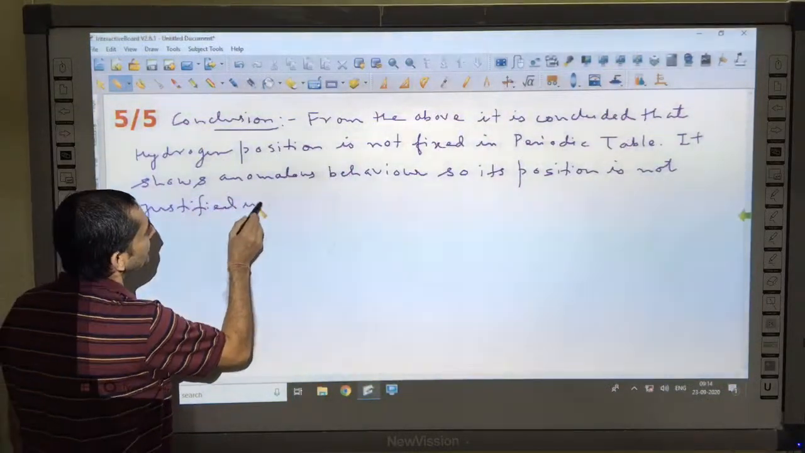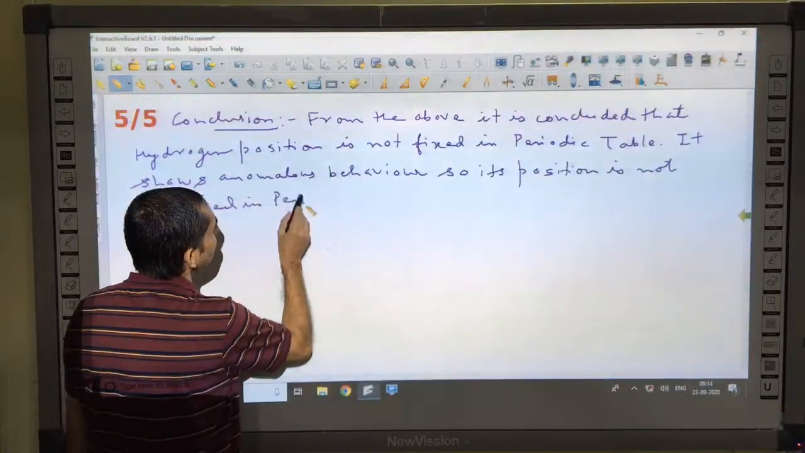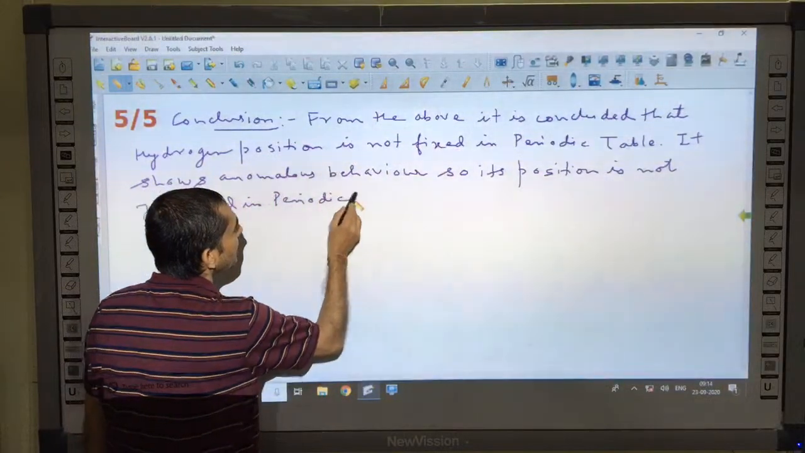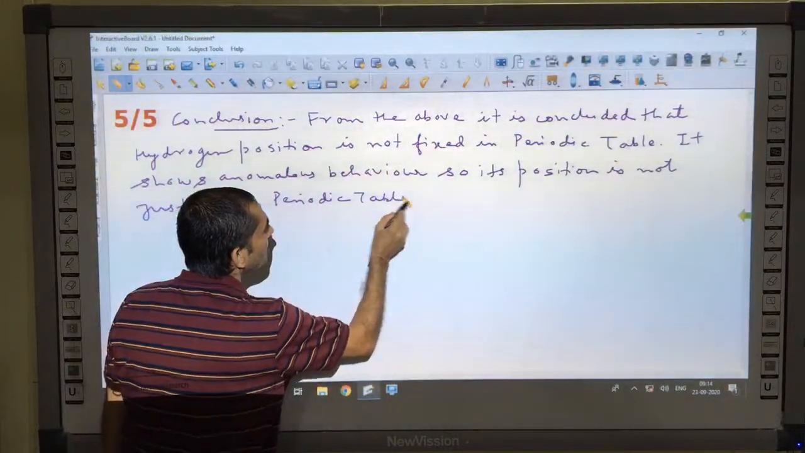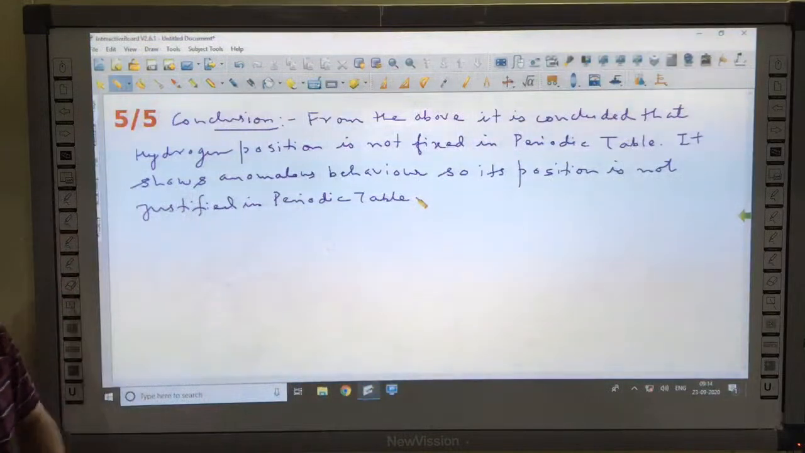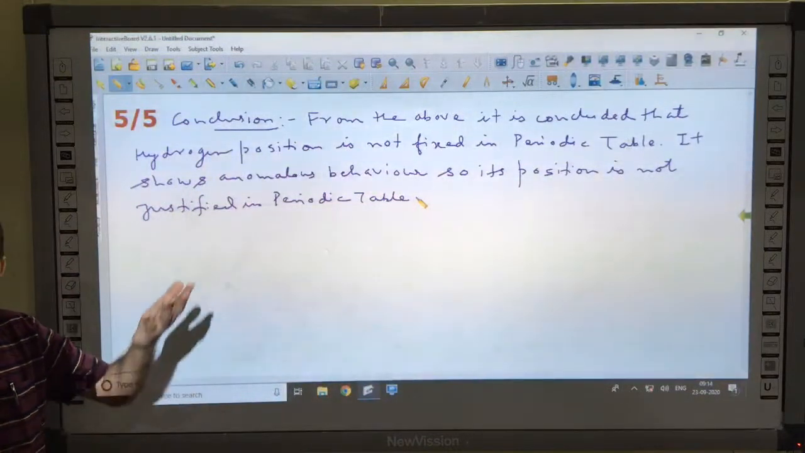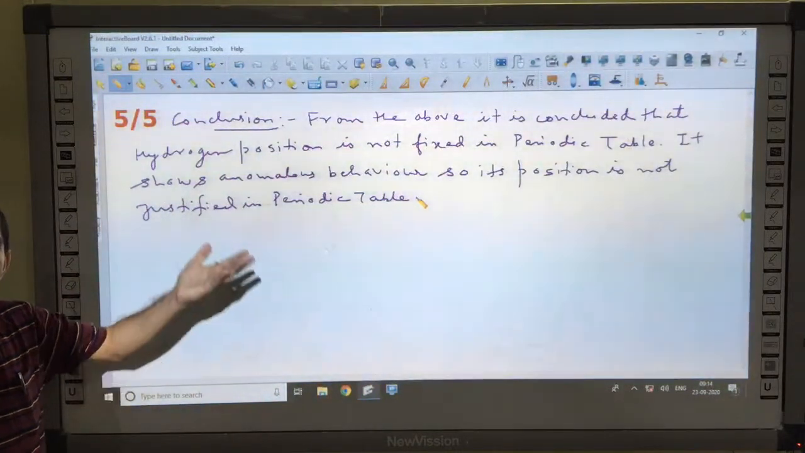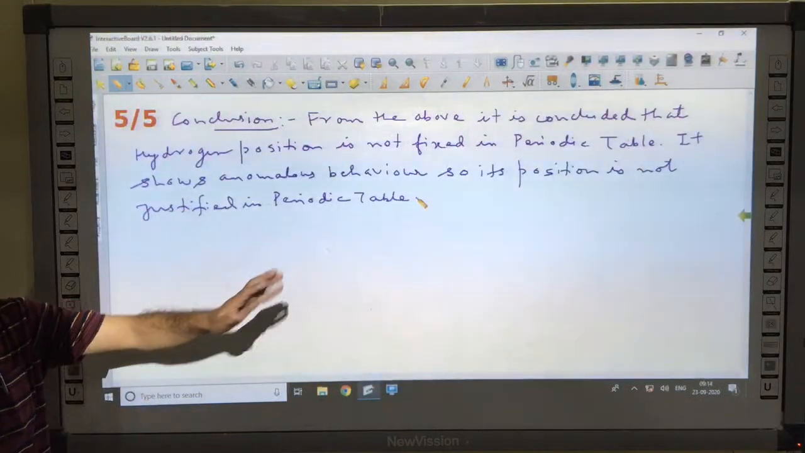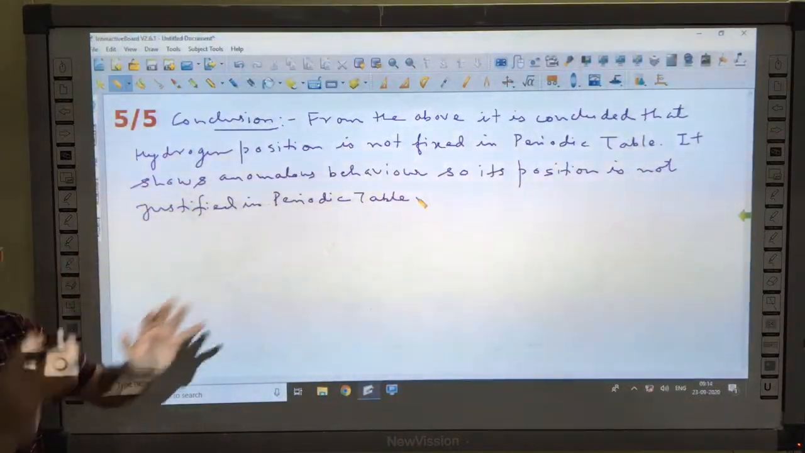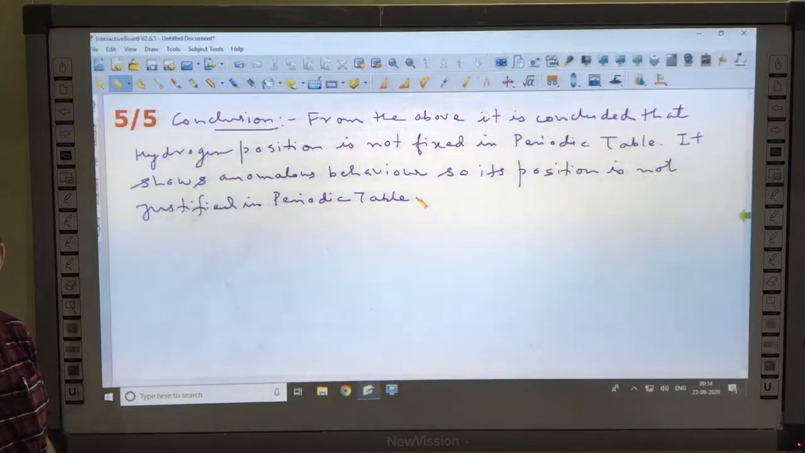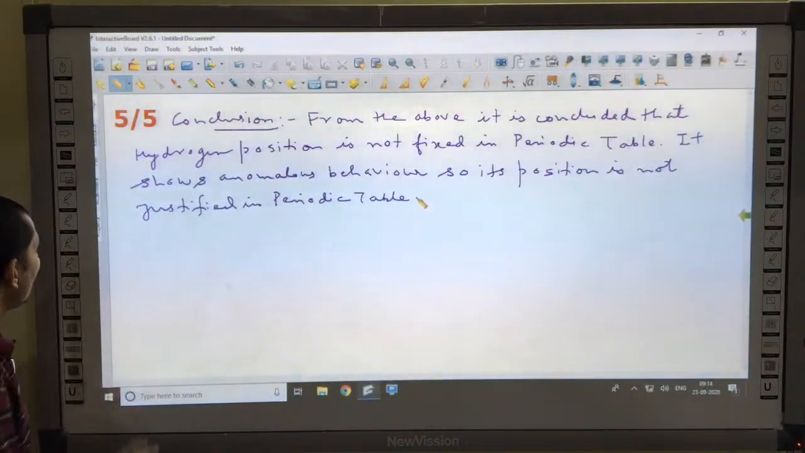In the periodic table. Therefore, hydrogen is studied separately. It is neither studied with alkali metal nor with halogen. The entire chemistry of hydrogen is separate. Clear? Now, moving on, occurrence.